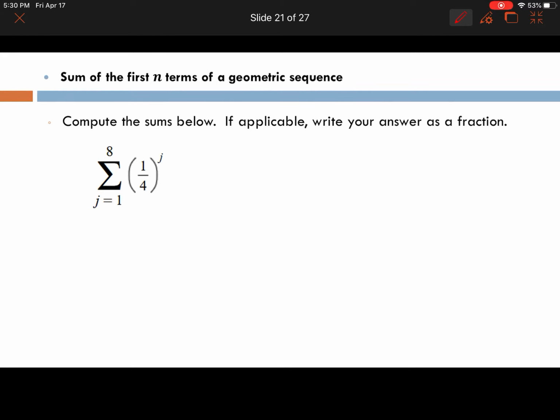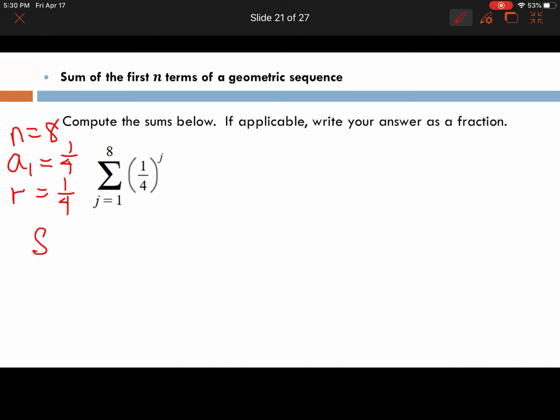One more. So pause the video and see if you can figure out all the information that we need to have for this and find that sum. All right, so n is going to be 8, a sub 1, and r. All right, so r is going to be that 1/4. And if you plug the 1 in there, you see that a sub 1 is 1/4.